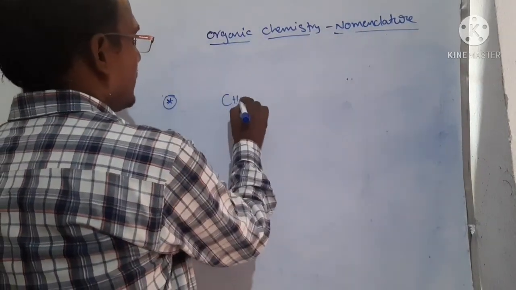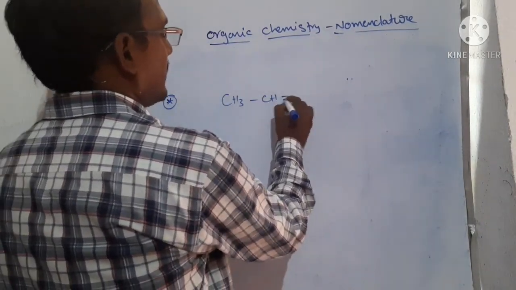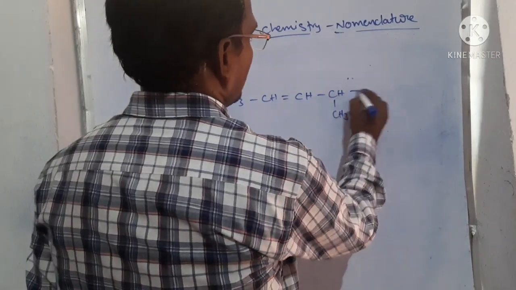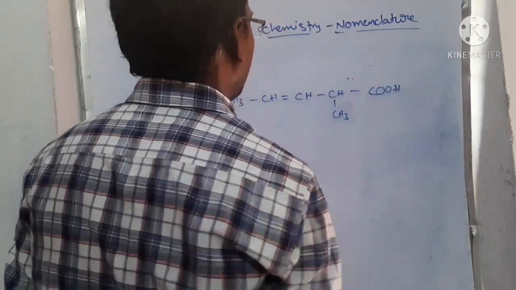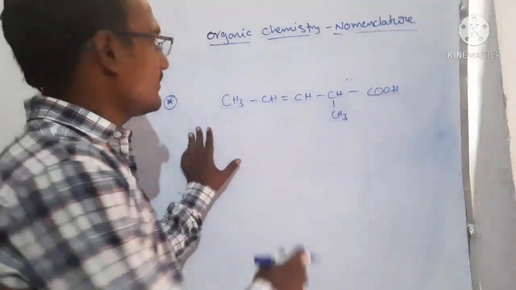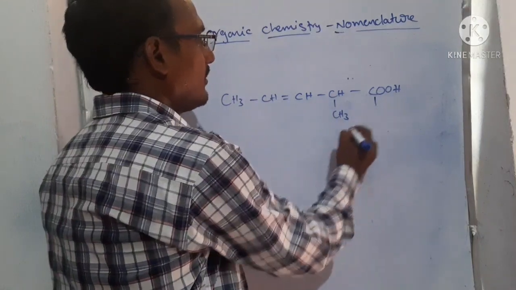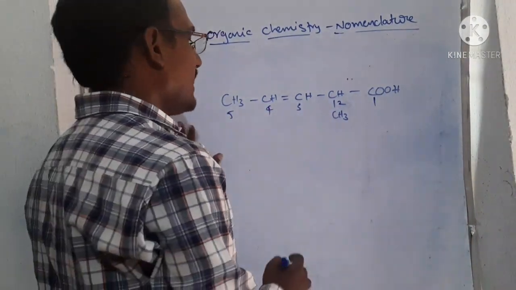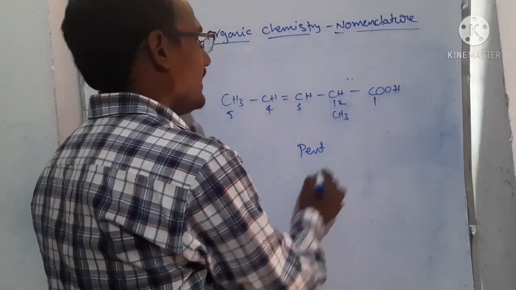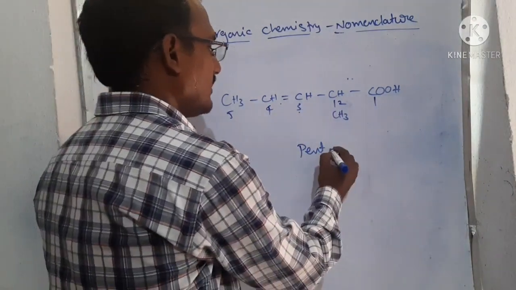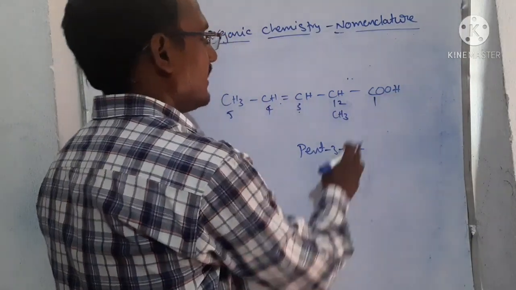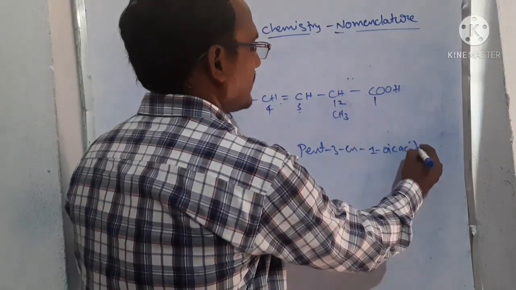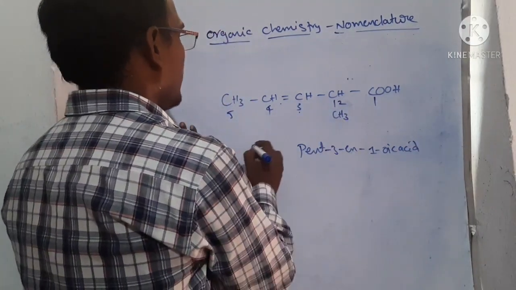Next, CH3 bond CH double bond CH bond CH bond CH3 bond COOH. Right? Always you should give the first priority to the COOH. 1, 2, 3, 4, 5. So it is 5 carbon atoms, hence the root word is pent. The third position is having double bond, that means 3-ene. The first position is COOH, that means 1-oic acid. Suffix for the COOH is the oic acid. So second position is the methyl. So 2-methyl.